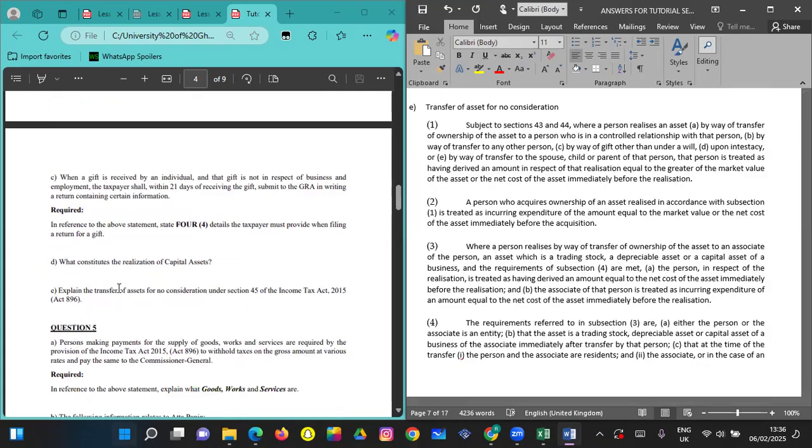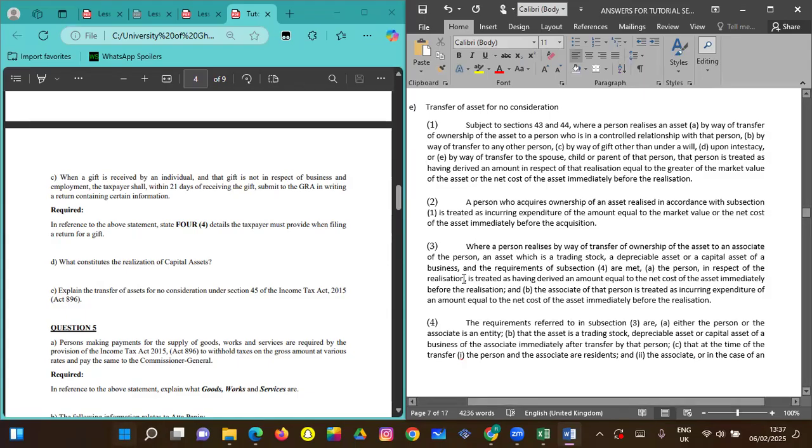So E, explain the transfer of assets for no consideration under Section 45. So transfer of asset for no consideration is more or less like selling an asset without taking money, right? So under this, still the Commissioner General will tax you. So these are what it entails, subject to sections 43 and 44, where a person realizes an asset by way of transfer of ownership of the asset to a person who is in control relationship with that person, by way of transfer to any other person by way of gift other than under a will or upon whatsoever. So these are all the instances.